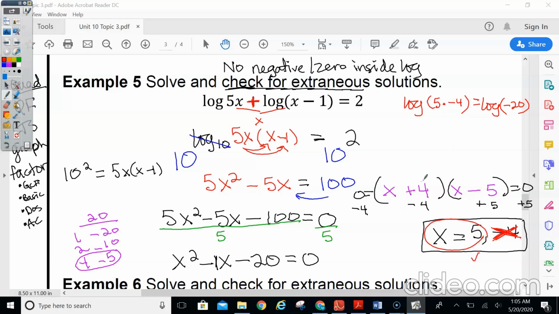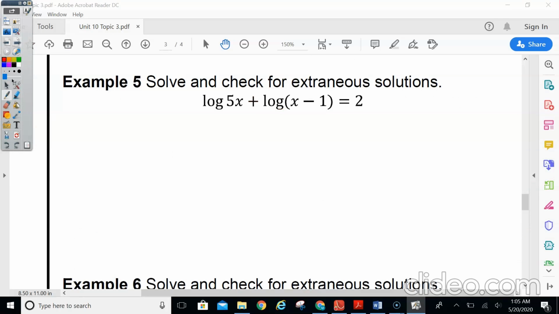Okay, so you need to make sure you check for the extraneous one. Sometimes both of them would work, so you have to check both. Sometimes neither of them would work, so then you say no solution. So be careful with those types of problems. Okay, number 6 is basically the same thing. One more multiplying problem, and we'll do a dividing problem, and then that'll be it.